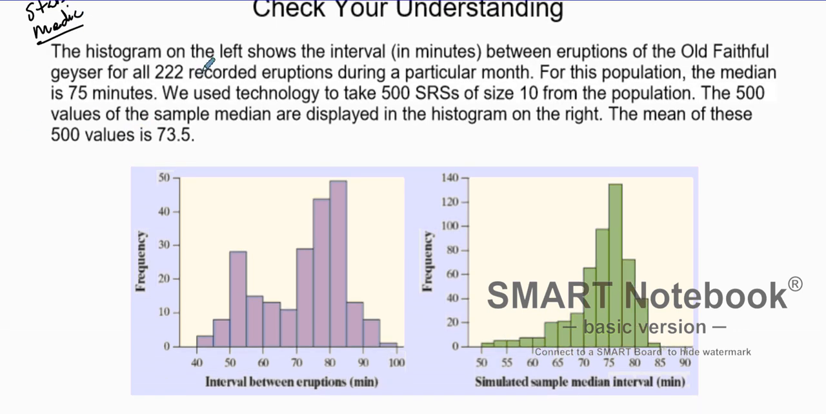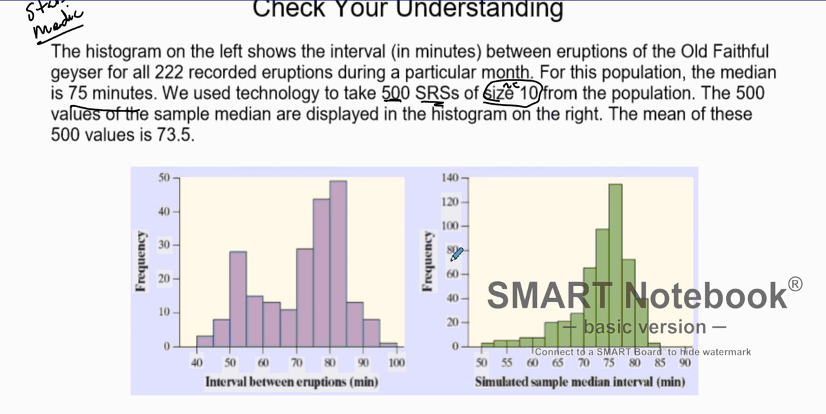All right, so the histogram on the left shows the interval in minutes between the eruptions of Old Faithful geyser for all 222 recorded eruptions during a particular month. That's a lot of eruptions. For this population, the median is 75 minutes. So we use technology to take 500 random samples of size 10, so our n value is 10, of the population. The 500 values of the sample median are displayed in the histogram to the right.